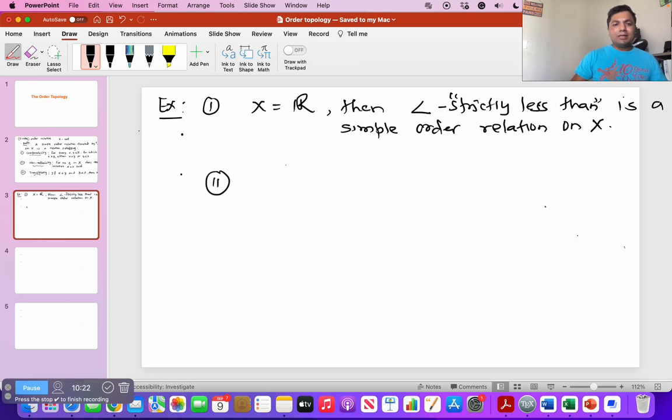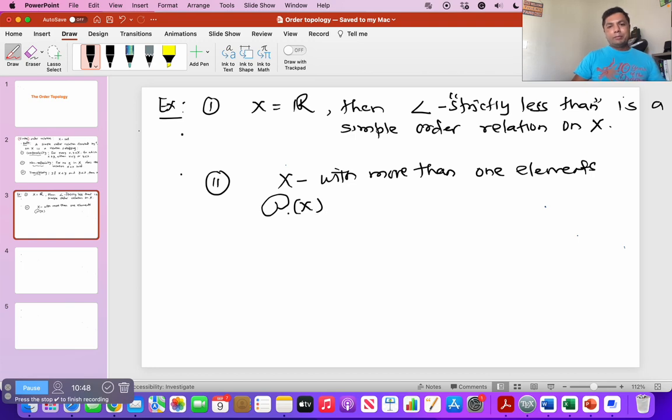Okay. The next one is, let's say X. We have a set X with more than one element, or let's say a set X with at least two elements. And let's say this one, I'm sure you guys are familiar with this notation. This one is called the power set of X. Power set of X means the collection of all the subsets of this set X.